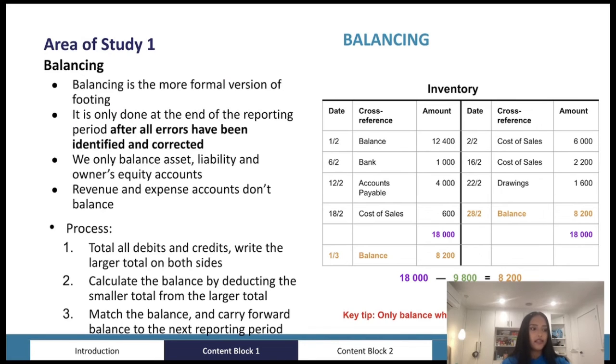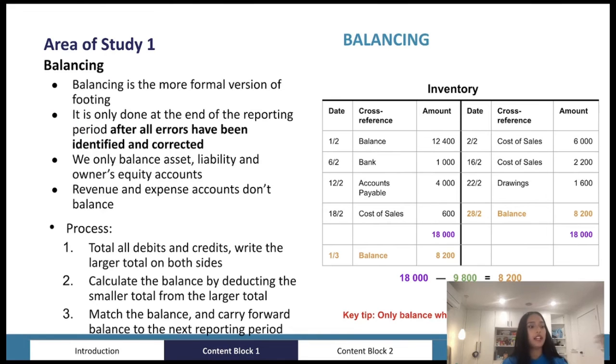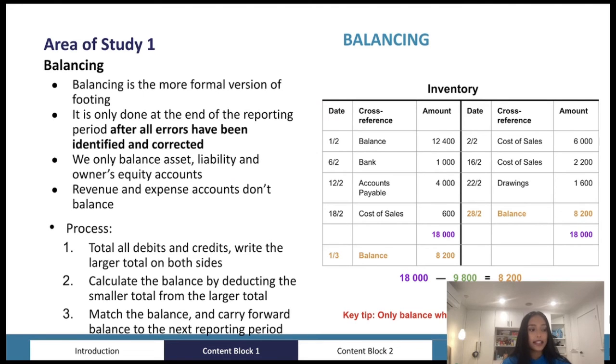So for example, you debited accounts receivable and credited bank instead of crediting accounts receivable and debiting bank. After we've identified any errors and we fix those errors in our pre-adjustment trial balance, and the balances match, then we can formally balance the ledger accounts. And this is called balancing, which is basically the formal version of footing. It's important to note that only asset, liability and owner's equity accounts are balanced. We do not balance revenue and expense accounts.